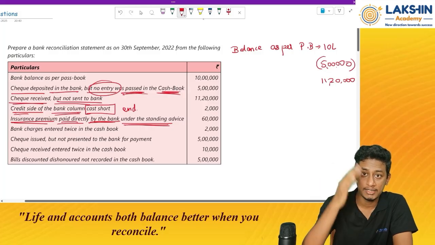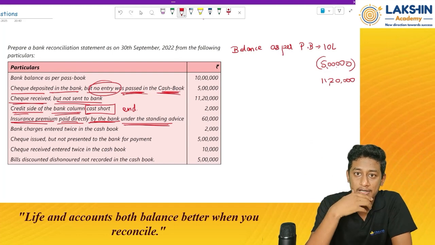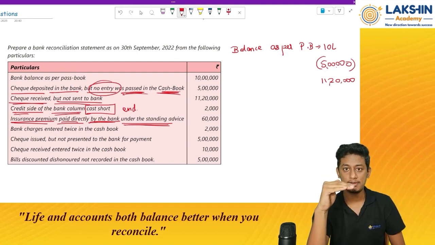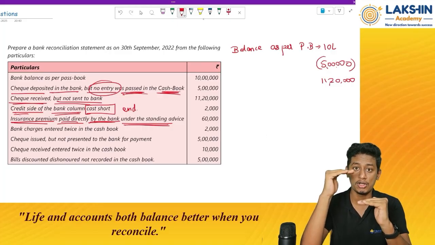Have I made the entry? I forgot. I don't remember it. So is the entry passed in the cash book? No, sir. So the cash book will be more, but the passbook will be less. Why? Because the bank has already paid the amount. So cash book will be more, passbook will be less.